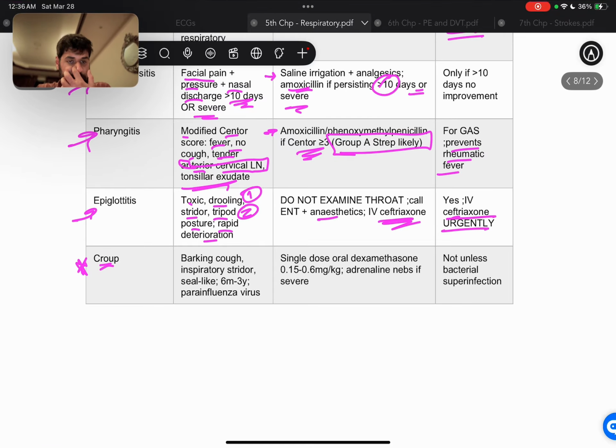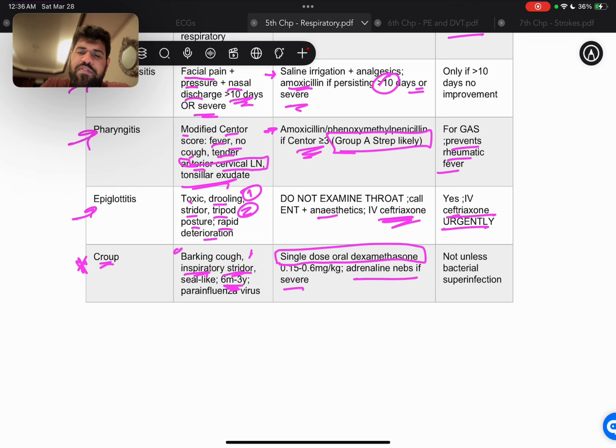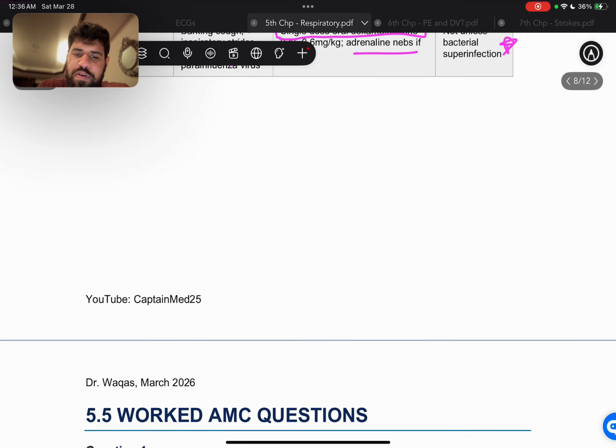Now croup, the most common presentation is barking cough with inspiratory stridor. And we usually see them in 6 months to 3 year old patients. And we have to just give them a single dose of oral dexamethasone, and adrenaline nebulization if the condition becomes severe. Again, no antibiotics. All right.